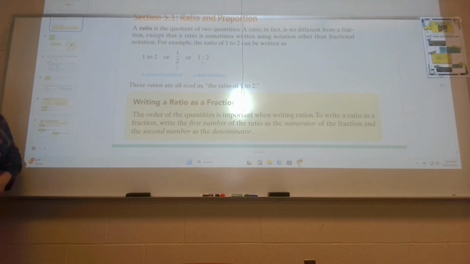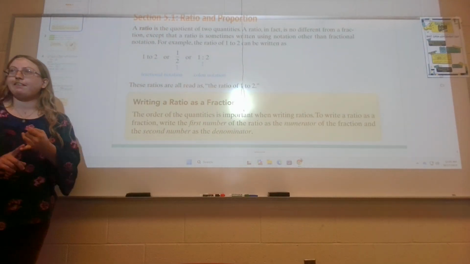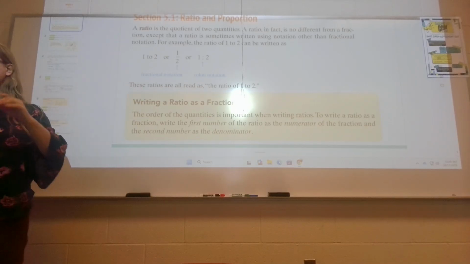So we are in Module 5. We have to cover sections 5.1 to 5.3 today. So we are starting with 5.1, ratio and proportion.